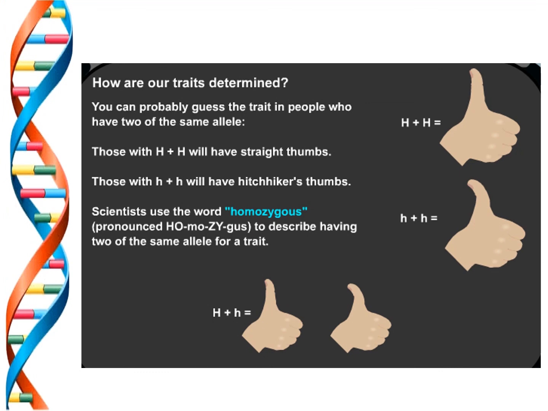Building on what we just spoke about, you can probably guess the trait in people who have two of the same alleles, so capital H and capital H. Those with these will have straight thumbs. Those with two little h's will have hitchhiker's thumbs. Scientists use the word homozygous to describe having two of the same allele for that trait. So the capital H and capital H that you see at the top here is homozygous dominant, because these are the dominant traits. The two lowercase h's here is homozygous recessive. These are the recessive traits. To add to this, the mixture of capital H and lowercase h is known as heterozygous.